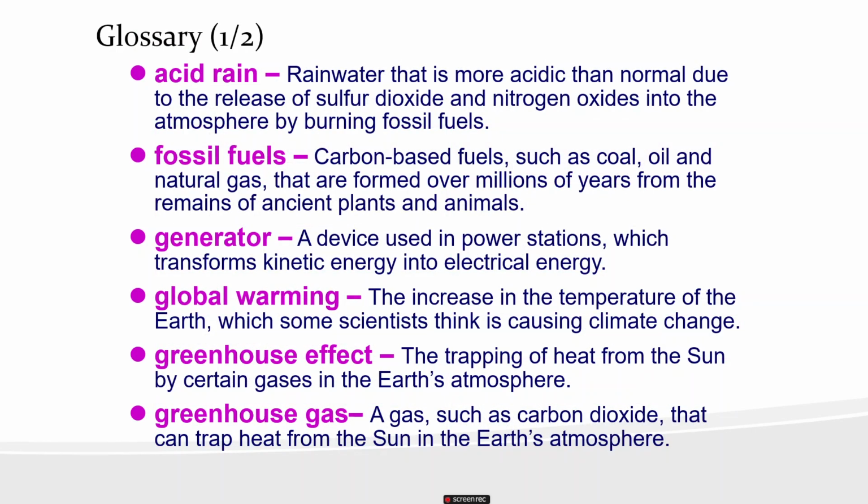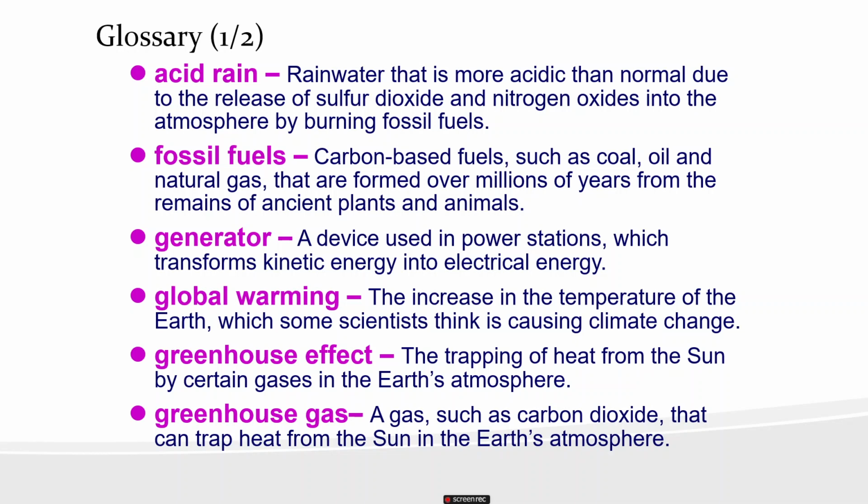So here we are going to discuss some of the terms which are used in this session. First, acid rain. Rainwater that is more acidic than normal due to the release of sulfur dioxide or nitrogen oxides. Then fossil fuels. Fossil fuels are the carbon-based fuels such as coal, oil and natural gas. Then generator. A generator is a device used in the power stations which converts kinetic energy into electrical energy.